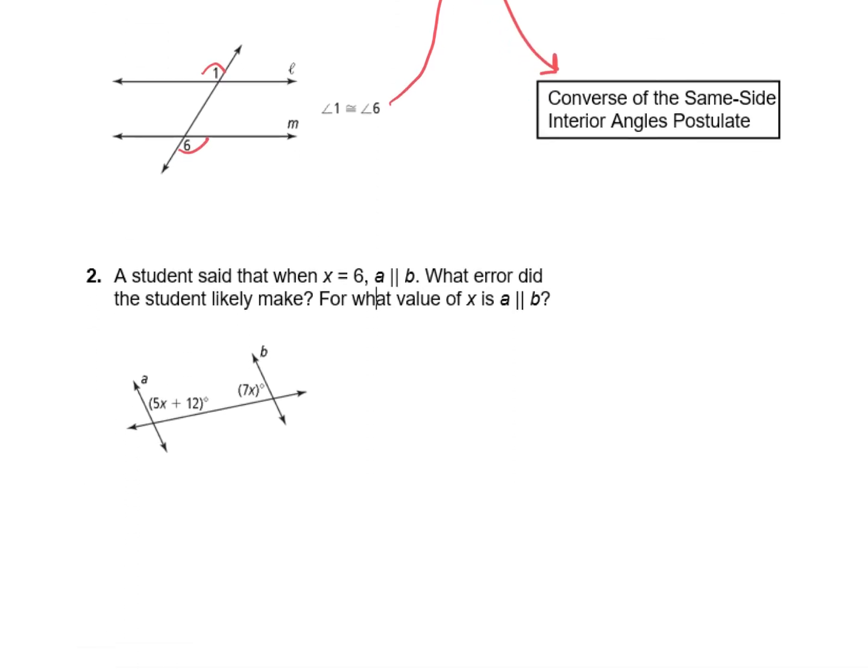Okay, so we've got another student that said when x equals 6, A is parallel to B. What error did the student likely make? And then for what value of x is A parallel to B?